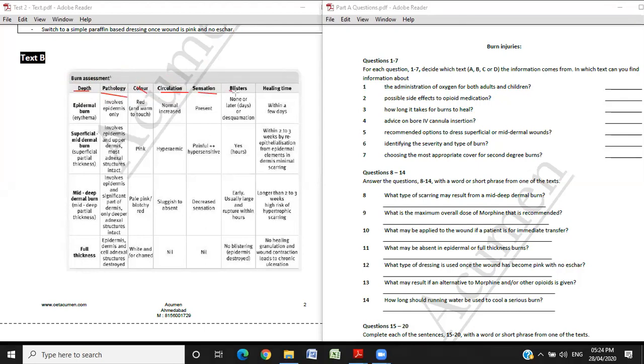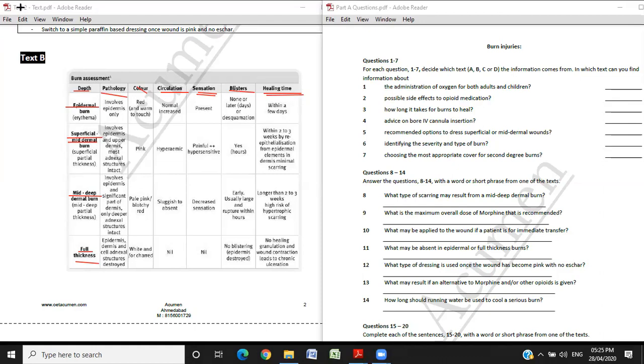It gives information about what kind of blisters there will be, what the depth would be, what the color of the wound would be, what the situation of circulation would be, whether there would be any sensation or not. And it also gives me information about how much healing time would be required for these four types of burns: epidermal, superficial mid-dermal, then mid-deep dermal, and full thickness. That's all. My skimming is done. I wouldn't read everything. I would just read this much.